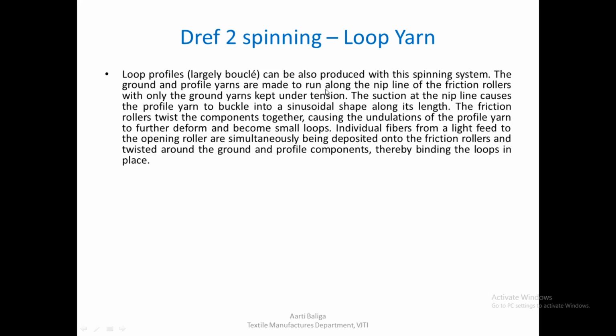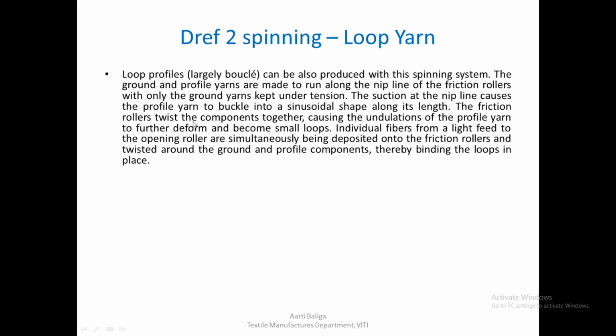The ground and the profile yarns are made to run along the nip line of the friction rollers, with only the ground yarns kept under tension. So along the nip line, when we are feeding these effect and the ground yarns, only the ground yarns are kept under tension, and the effect yarns, having a lower tension, will undergo a suction at this nip line. The suction at the nip line causes the profile yarn to buckle into a sinusoidal shape along its length.